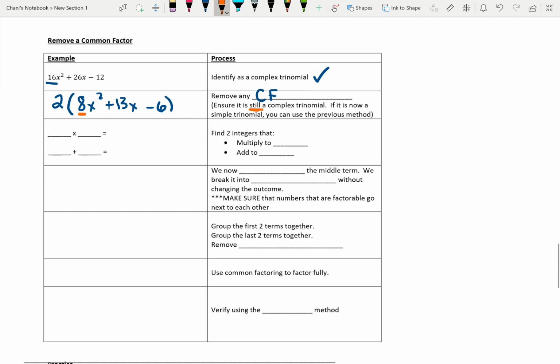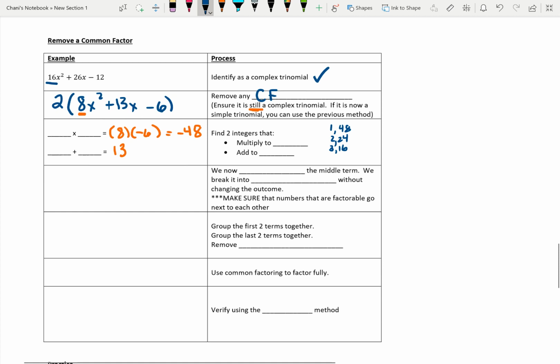So we need 2 numbers that multiply to 8 times -6, right? We take our a value and our c value. So that is -48, and 2 numbers that add to 13. So again, the best way to do this is to just think about numbers that multiply to 48 and then see if there's a positive and a negative of those that get to 13. So 1 and 48, that doesn't work. 2 and 24, those aren't 13 apart. 3 and 16 though. 16 times 3.